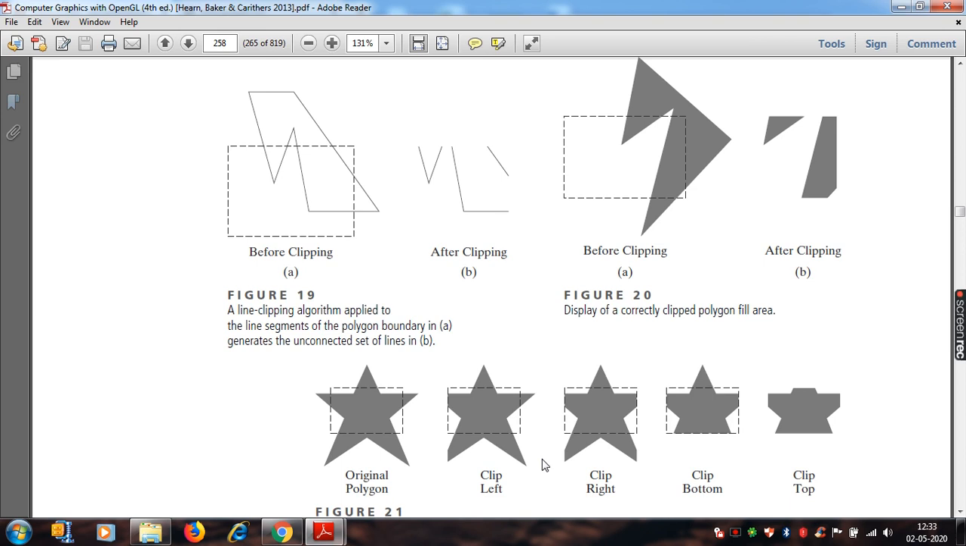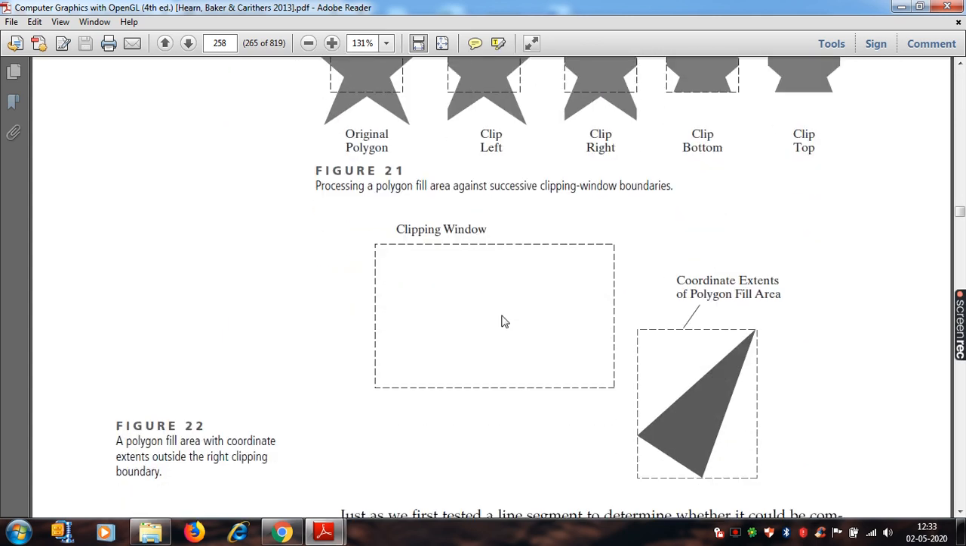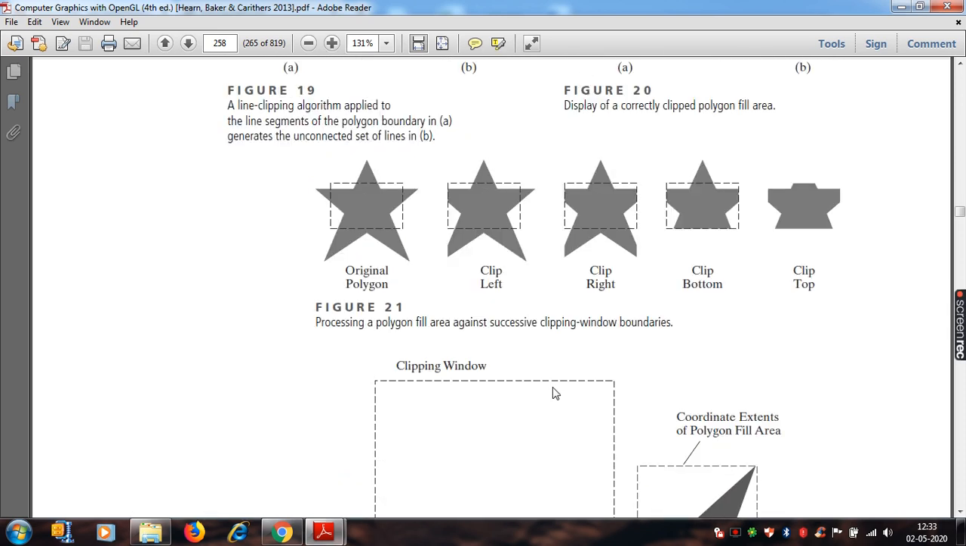Okay, the polygon has to go through a series of clippers: the left, right, bottom and top. So if we follow this approach, what is going to happen? We should know that new vertices will be generated compared to the original set of vertices. The number of vertices may increase or decrease, but it will not be the same.